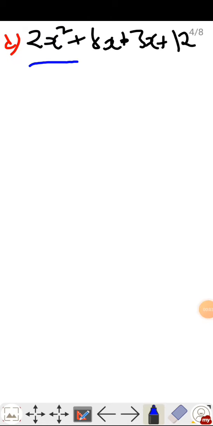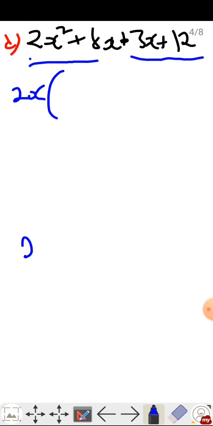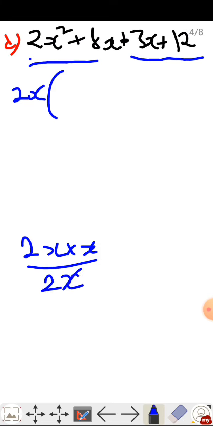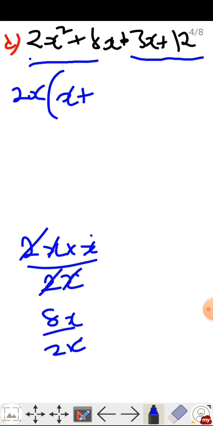So look at our last example. So remember, you group them into pairs, then you take common factors. So 2 can go into 2 and 8, and we have x both sides. Okay, then we'll divide 2x squared by 2x. So x and x cancel, 2 and 2 cancel, remain with x. So you write x plus, now we have 8x, then you divide it by 2x. So you have what? 4. Okay, plus 4.